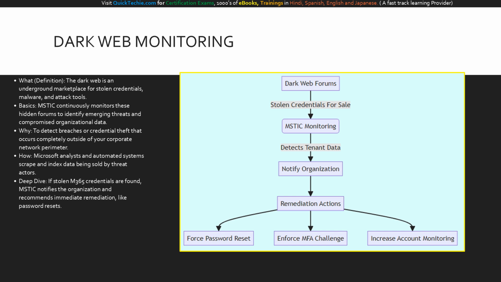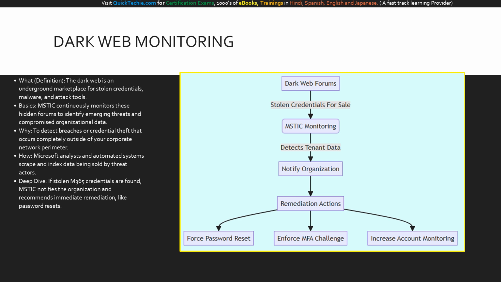Let's trace the dark web defense mechanism. On the top left, stolen credentials are put up for sale on dark web forums. MSDC monitoring constantly scans these forums. When it detects data belonging to your tenant, it triggers an immediate notification to your organization.